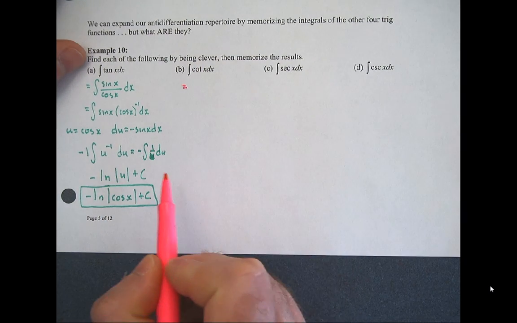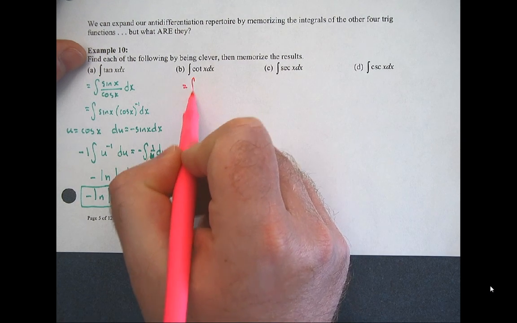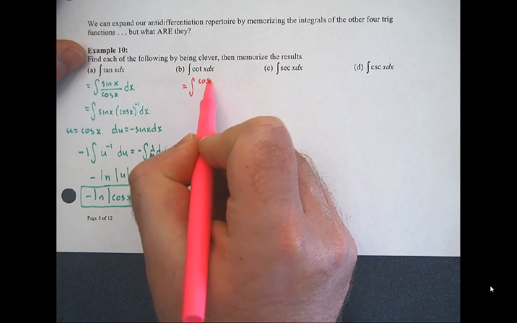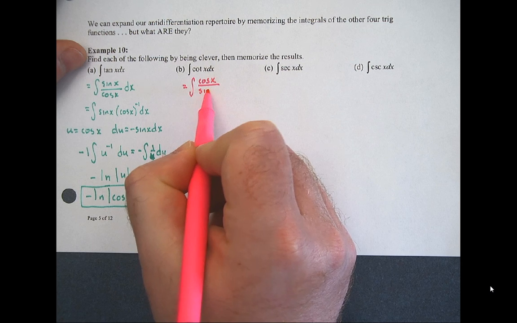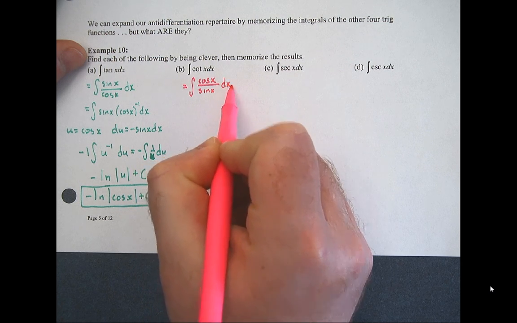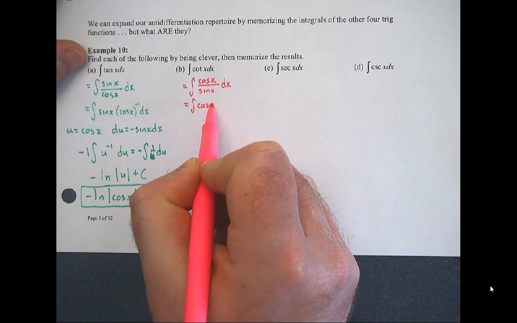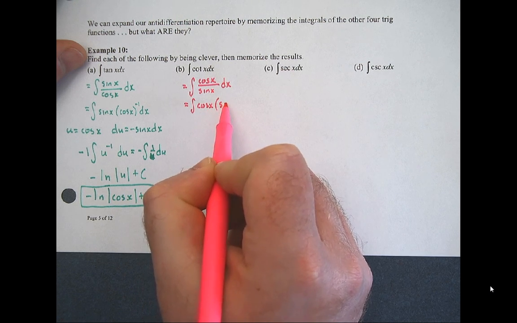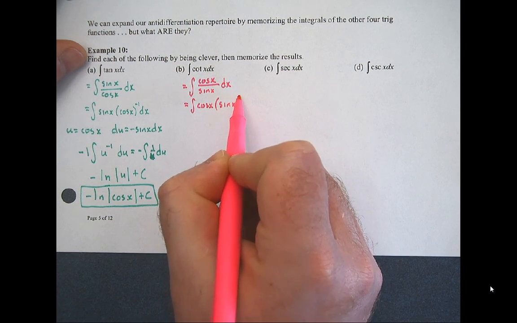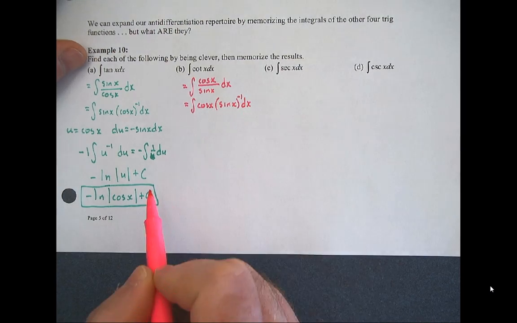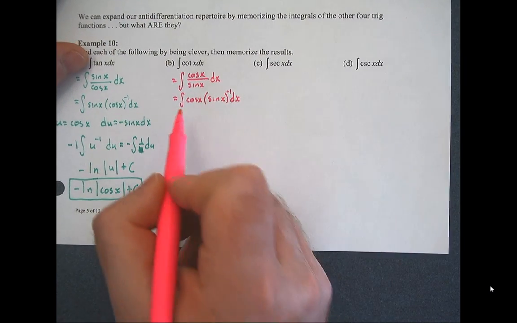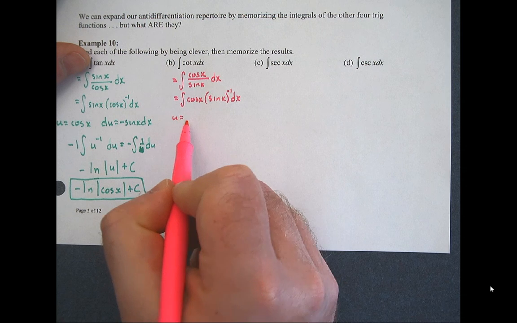All right, let's see how you did. So hopefully you rewrote this as cosine of x over sine of x dx, and then you rewrote it again as cosine of x times the sine of x to the negative 1 dx. Makes it a little easier to figure out who is u and du. So u is sine of x.